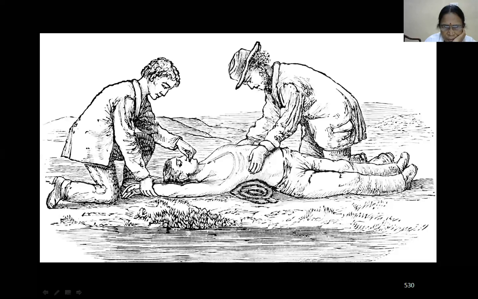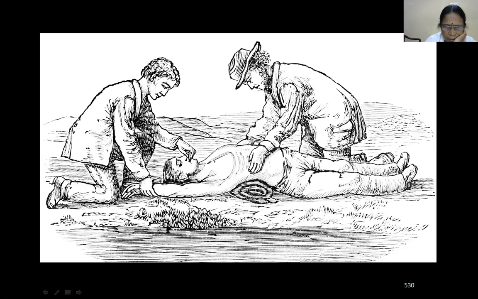Here, the first part is just clearing the airway, then the hands are folded like this. Here's a drawing.